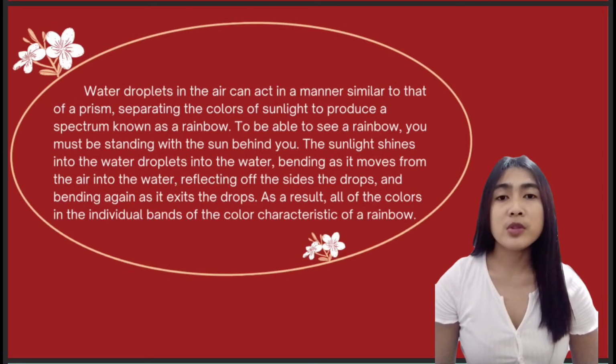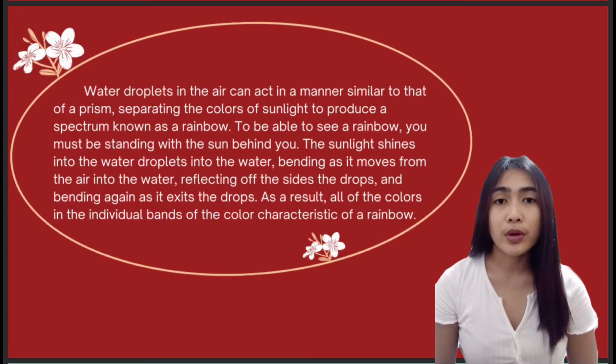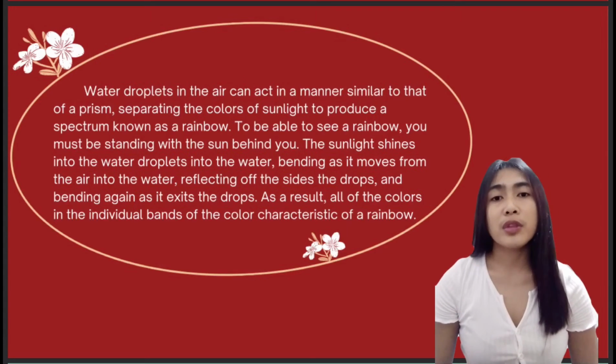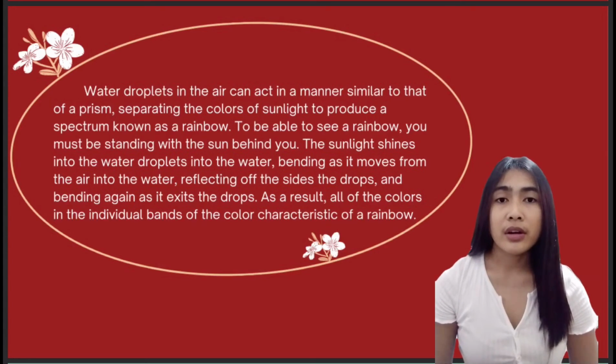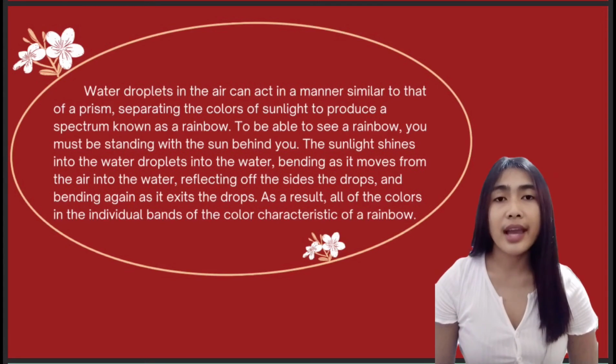To be able to see a rainbow, you must be standing with the sun behind you. The sunlight shines into the water droplets in the air, bending as it moves from the air into the water, reflecting off the sides of the drops, and bending again as it exits the drops. As a result, all of the colors in the white light of the sun separate into the individual bands of color characteristic of a rainbow.